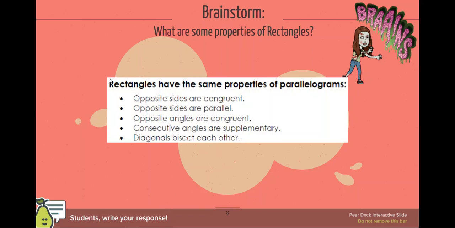Rectangles and parallelograms share the same properties. Parallelograms have opposite sides that are congruent, opposite sides parallel, opposite angles that are congruent, consecutive angles that are supplementary, or adjacent angles that add up to 180, and then their diagonals cut each other into two equal parts. Okay? So because a rectangle is a parallelogram, it shares all of these properties.